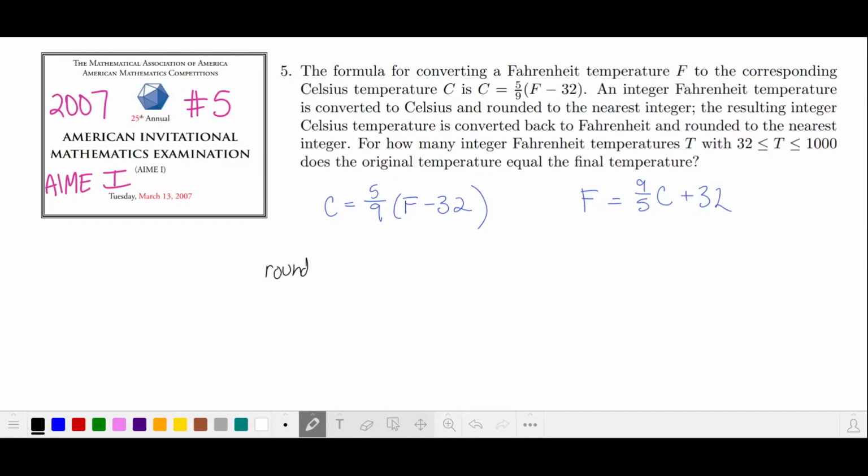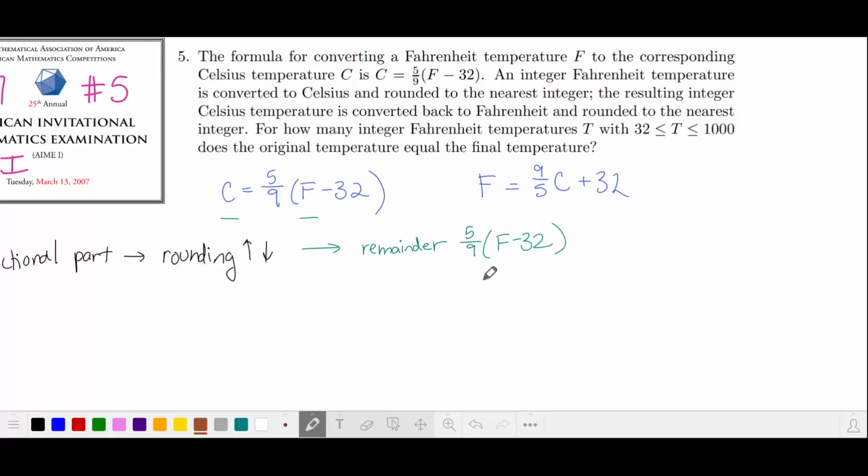Rounding a number up or down to the nearest integer depends on the fractional part of a number. So when we convert Fahrenheit into Celsius, the fractional part will come from the remainder of this expression. Since we're dividing by 9, the numerator of the fractional part can be found by finding the mod 9 residual of f minus 32. There are 9 mod 9 residuals which repeat as f increases.